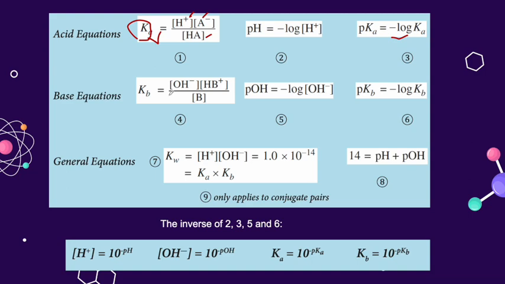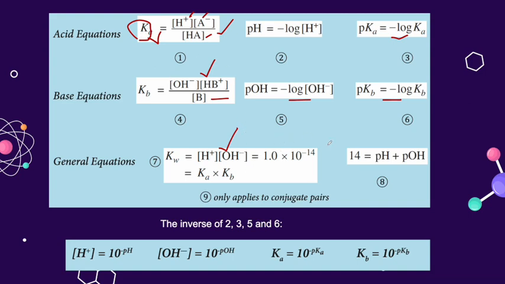Also, pKa is just the negative log of Ka. Then you have the same equations for base equations. It's important that you know that pKb is just the negative log of Kb. And then your general equations, all of these, especially these, are given to you. Just make sure, I'll make sure these are too, but even if they're not, you know how to write the equation for the K value.